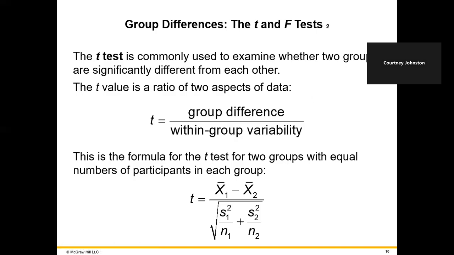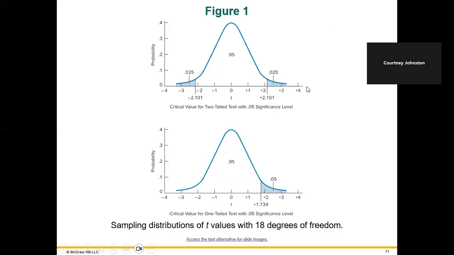The t-test is a ratio of two aspects of groups. You don't need to know these formulas; JASP would run it for you. But a t-test is the group difference divided by the within-group variability. This is the formula associated with it, but it's really to examine whether the groups are significantly different.